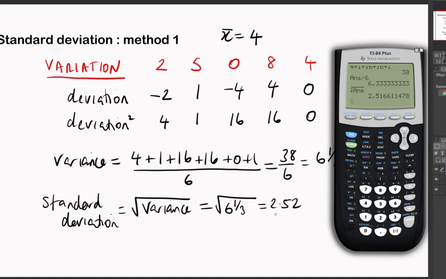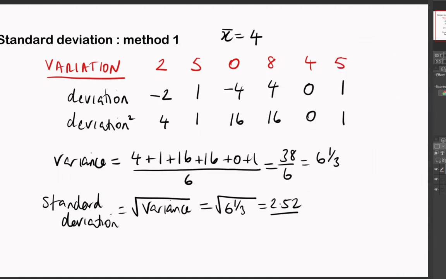So the next question is, what do we do with this number 2.52? Well, really we need to have another set of data to compare it with. On its own it's kind of not got a lot of meaning, but it's a measure of how spread out this data is.